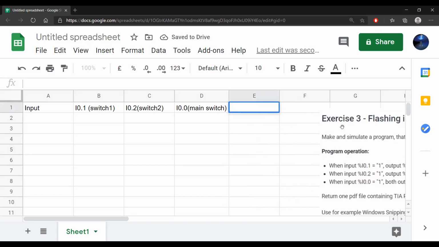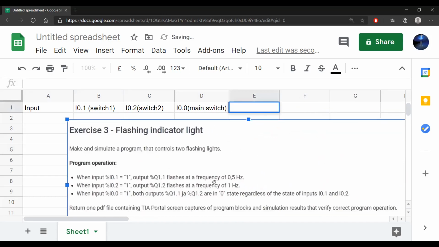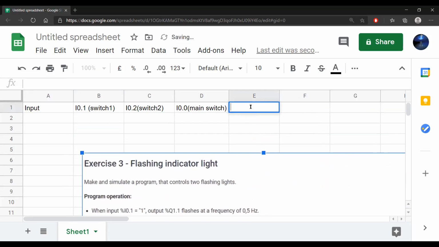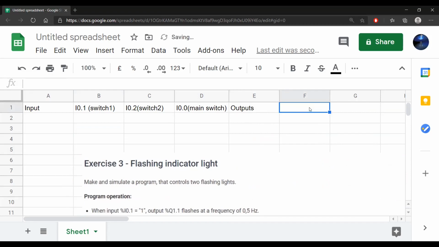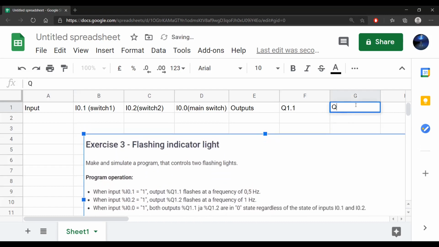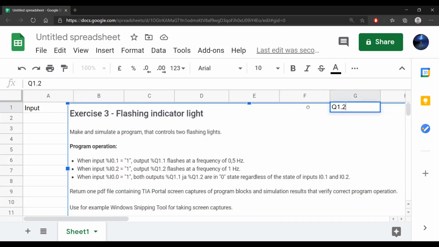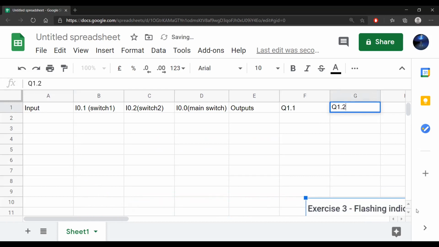Then, from the question, we can see that we have two outputs. So if I write outputs like this, the first output is Q1.1, and then Q1.2. These are our only two outputs. Perfect. So now we can put the question away.